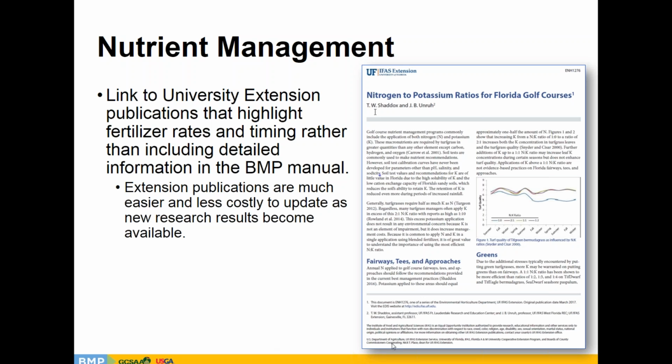Here is an example of a publication that literally is hot off the press, as in yesterday. And this particular publication involves nitrogen potassium ratios for Florida golf courses. It is much easier for university scientists to update these types of publications in a timely manner as new research results become available. It's much easier to update the extension publications rather than having to update an entire BMP manual, even if it's an electronic manual. And so avoid putting in specific rates and timings, rather focus more on those higher level principles and statements and then link to the university publications.